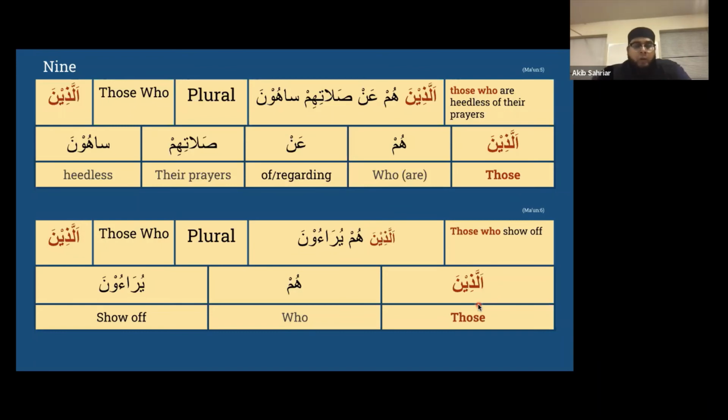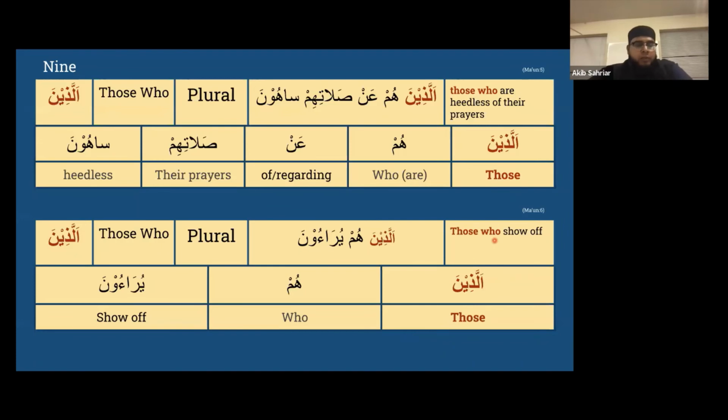The case is anyone who fits the criteria of being negligent of their prayers, or anyone who shows off, will get that result, a sin or the punishment of Allah subhanahu wa ta'ala, whatever that criteria was. So that's just to explain that alladhina is used for both male and female, and it's for plural. Alladhi, which was the first example, was used only for masculine singular, and allati was used for feminine singular as well.